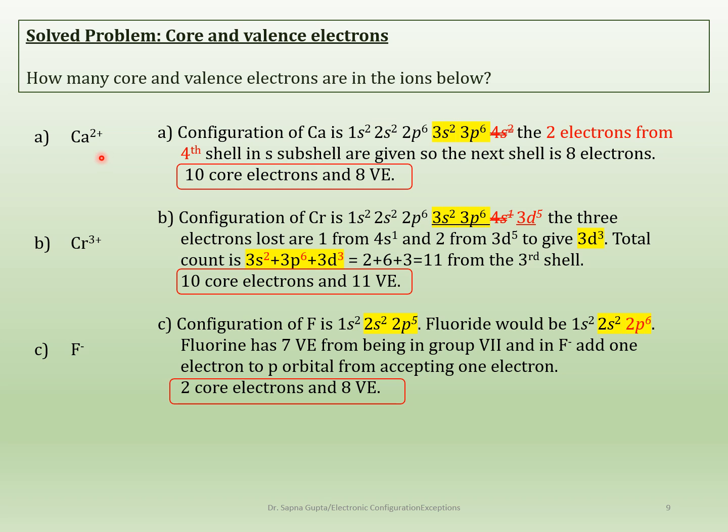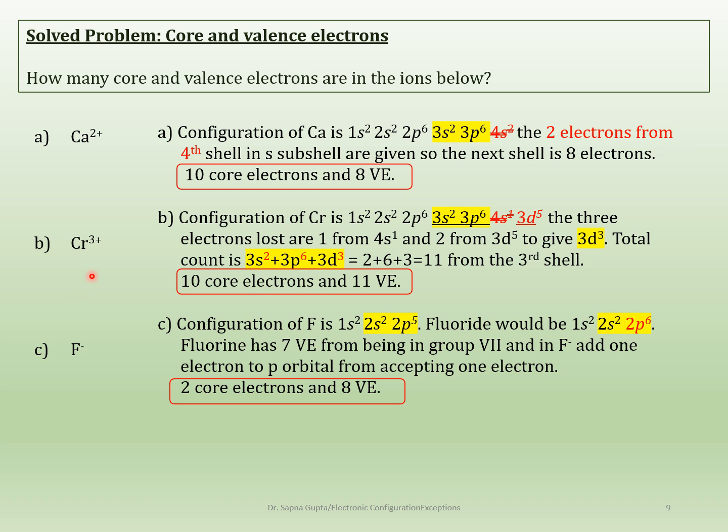Since calcium is 2 plus, you're removing 2 electrons. Again, you remove from the outermost shell first. So 4s2 is gone. Now the highlighted one is the outermost shell: the 3s2, 3p6. That's the 8 valence electrons now, and the core electrons are going to be 10: 2s2 and then 6 over here. So that's 10 core electrons and 8 valence electrons. The main thing is knowing which electrons to remove and where to add the electrons.